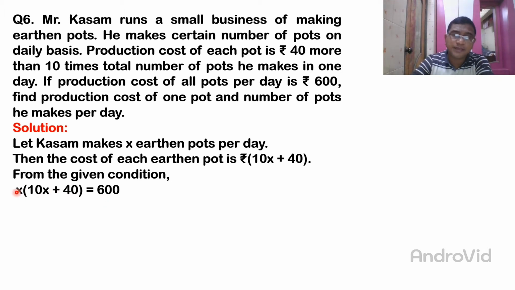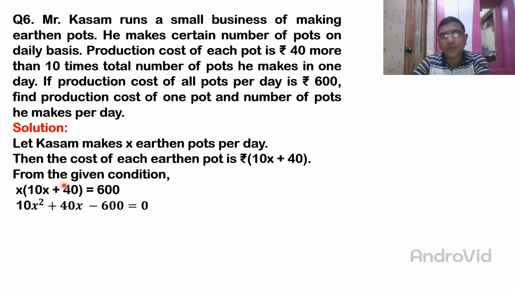So x into 10x, what do you get? 10x square. x into 40, what do you get? 40x. So see, 10x into x, you are getting 10x square. x into 40, you are getting 40x. 600 is positive, going across it becomes negative, so minus 600. So you are getting here 10x square plus 40x minus 600. Do you understand, my students, up to this?